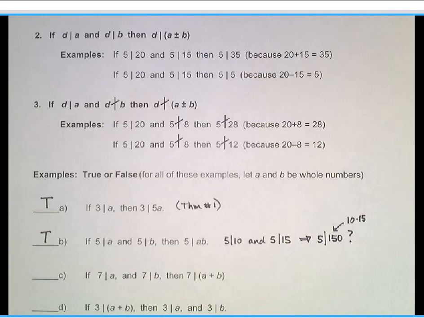Well, yeah, that's exactly what theorem number 2 says. So I will say theorem number 2 for that one. That one is also true. And we don't have to say anything else, it's just theorem 2.